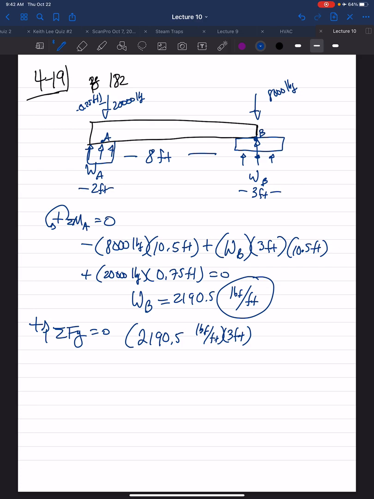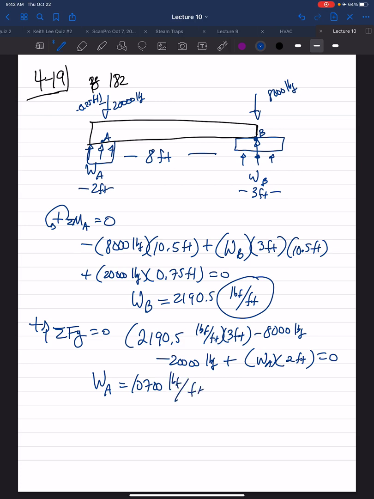minus the 8,000 pound force, minus the 20,000 pound force, plus the loading at A times the width there, which is 2 feet. One unknown, solving for the loading at A, you get 10,700 pound force per foot.